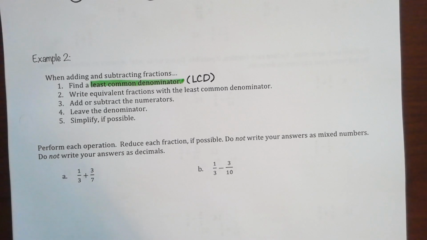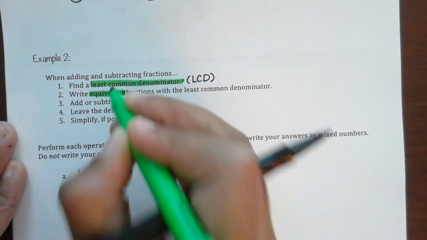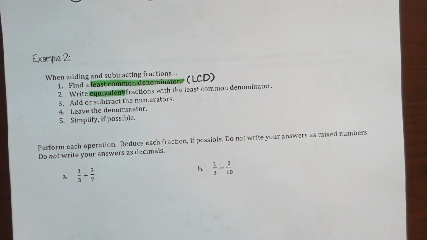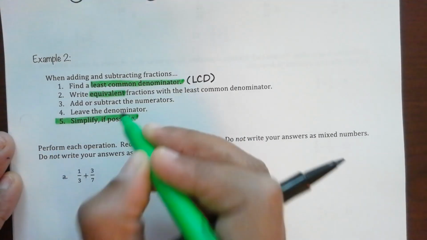Write equivalent fractions with the least common denominator. What does equivalent mean? Equal, the same. It has to have the same, right? And then add or subtract the numerators, which is the top number. Leave the denominator. And then most importantly, simplify if possible.